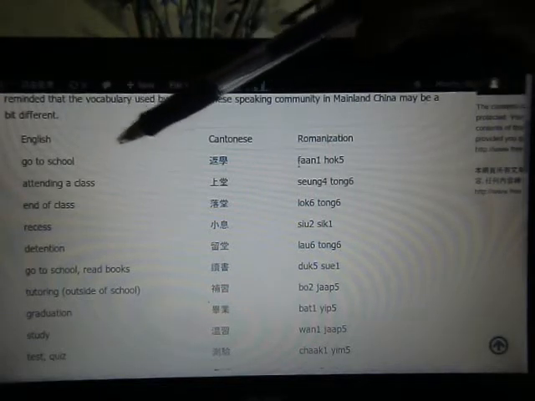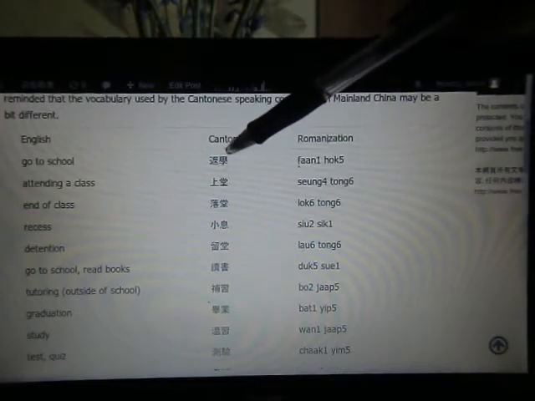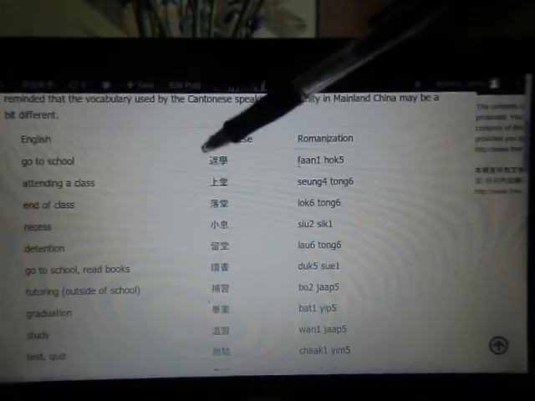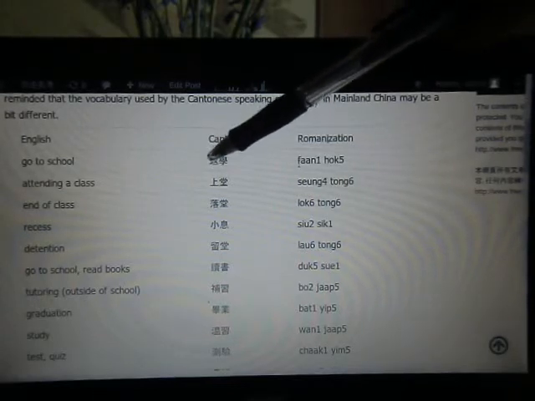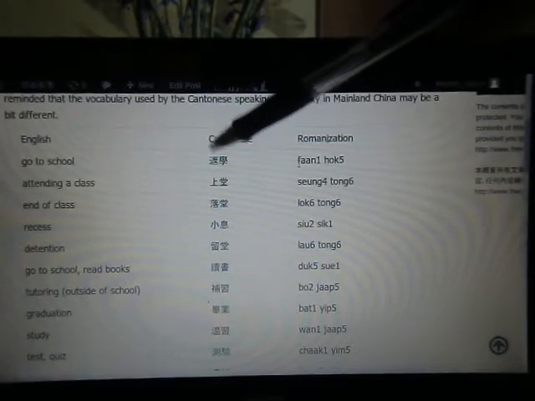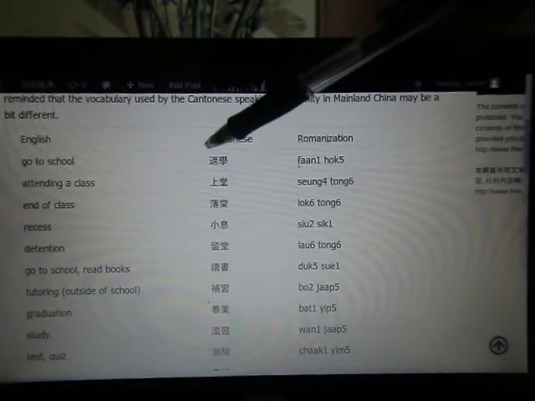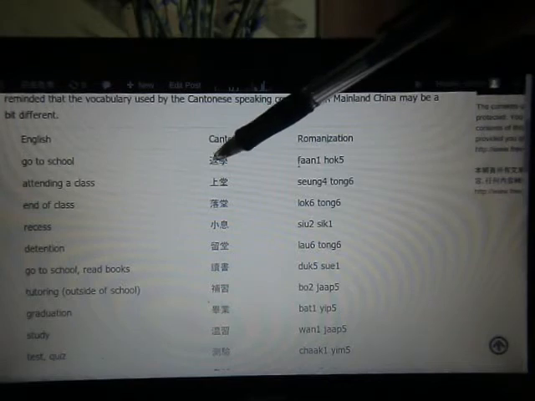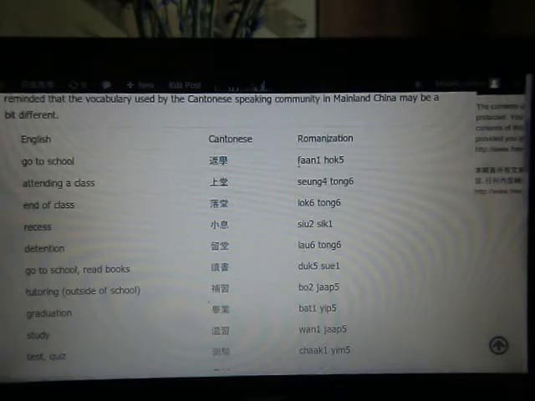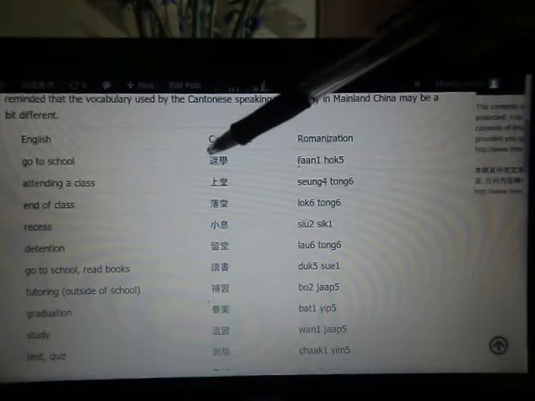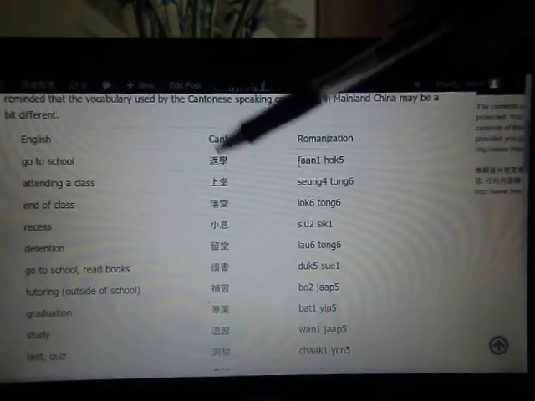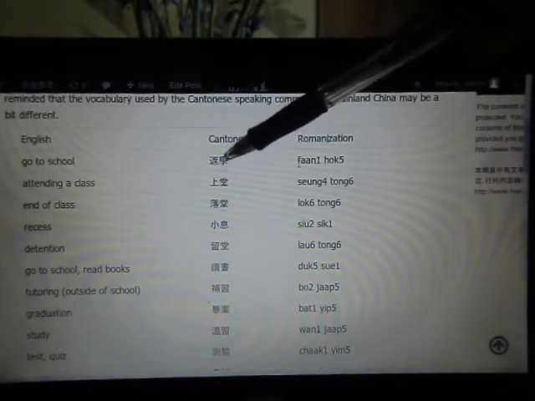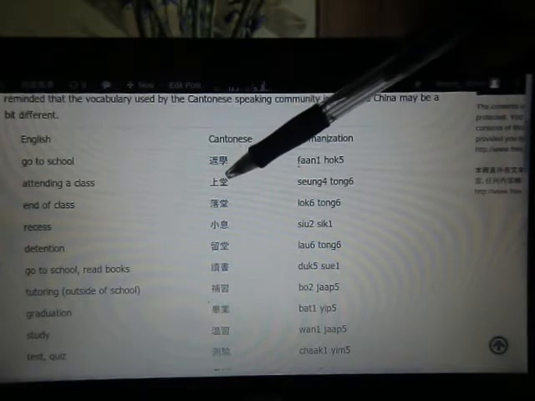The most basic word, fan học. Học means to learn, to study. Fan means to come. So fan học is actually to go to school. Fan học can be a verb, or sometimes it can be a noun. That happens to almost all Chinese words or terms, and the same thing applies to Cantonese too. A lot of the terms can be either nouns or verbs.